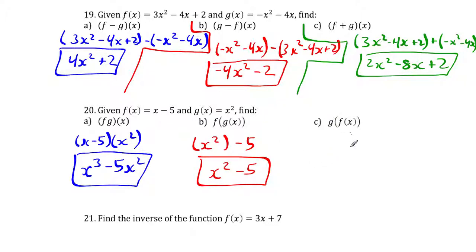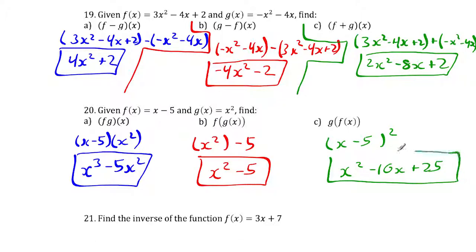C is g of f of x, so I start with the g function, which is x squared, and in place of the x, I replace x minus 5. So I multiply this all out, I get x squared minus 10x plus 25. When you're doing a composition of a function, always multiply it out. Don't factor, because if you factor, you're actually going to get back to just the first step of the composition, which is not helpful.